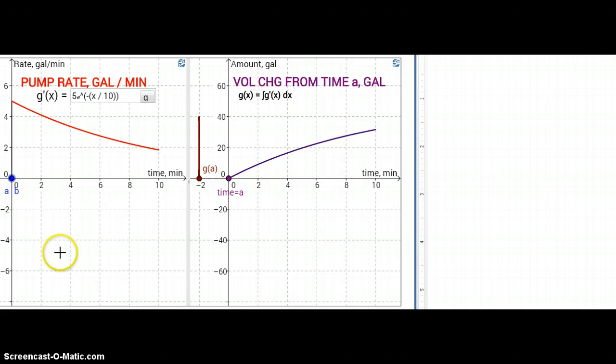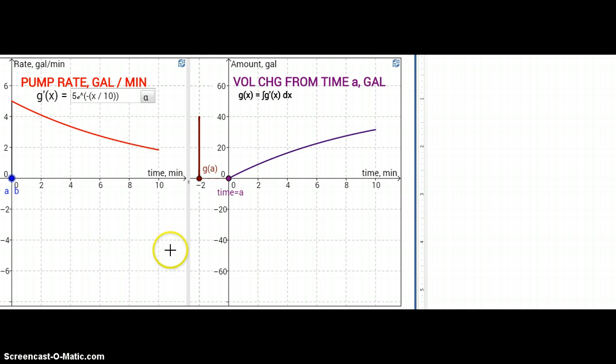Up until now, we've been estimating the value of a definite integral, in other words, the area under the curve between 2 points, using rectangular or trapezoidal approximations. But as you might expect, there is a way to get this area exactly.